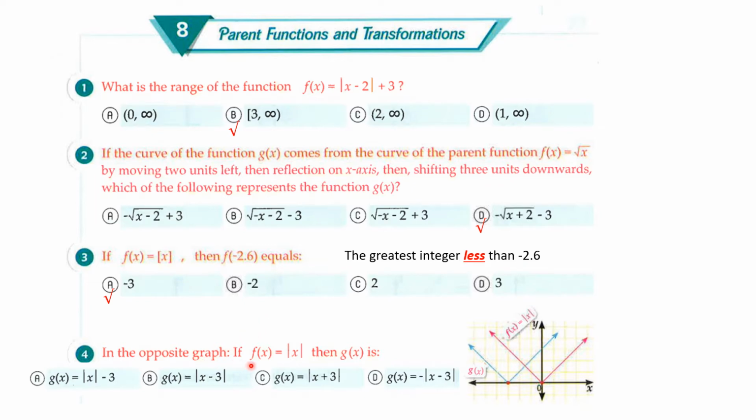In the opposite graph, if f of x is equal to absolute value of x, then this is the absolute value of x. Then g of x is equal to what? It has moved 1, 2, 3 units to the left. So it must be a plus 3 inside, right?